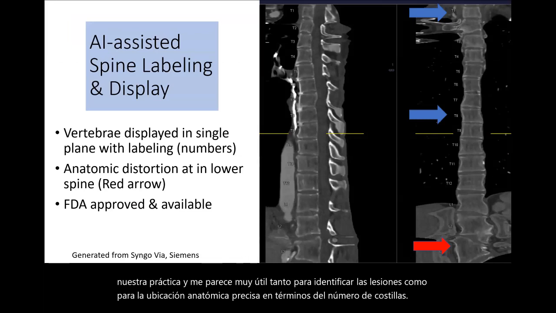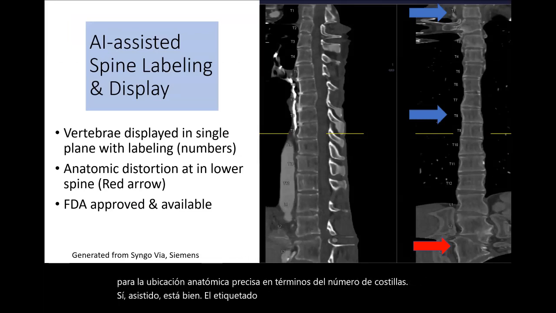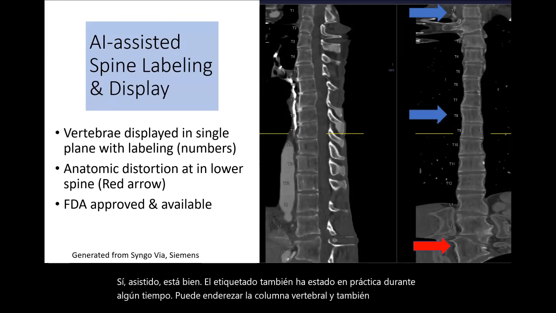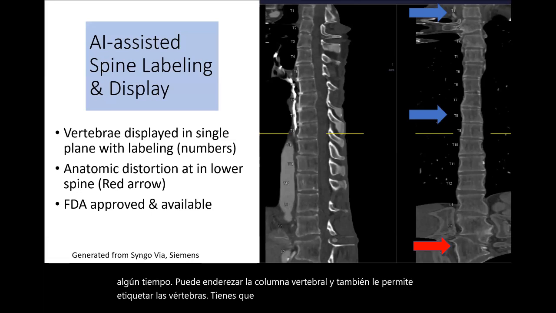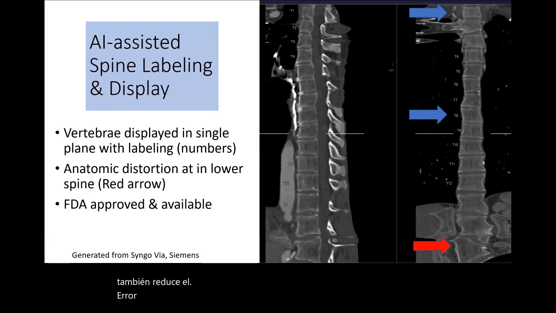AI-assisted spine labeling has also been in practice for some time. It can straighten the spine, and it also allows you to label the vertebrae. You have to choose one vertebra as the landmark, then it can label the other vertebrae automatically. Again, it helps you the same way. It helps you to pick up the lesions, and it also reduces the error of counting the vertebrae, so you're more accurate, and it also saves you time.